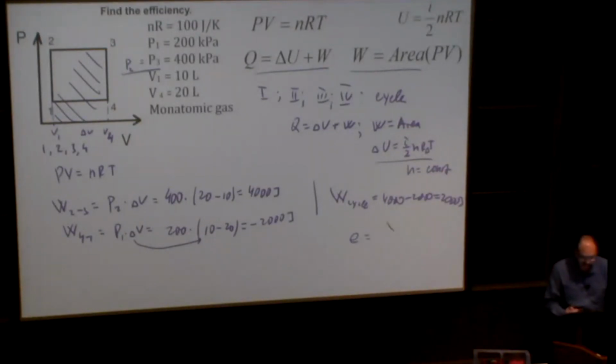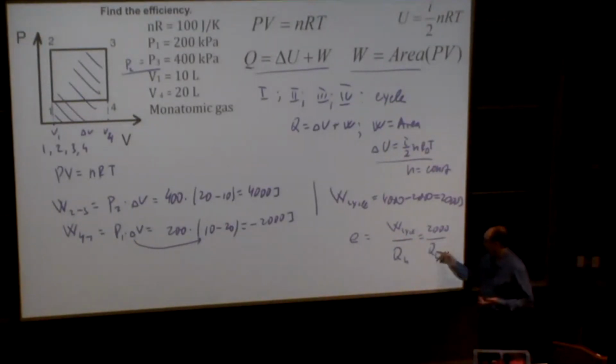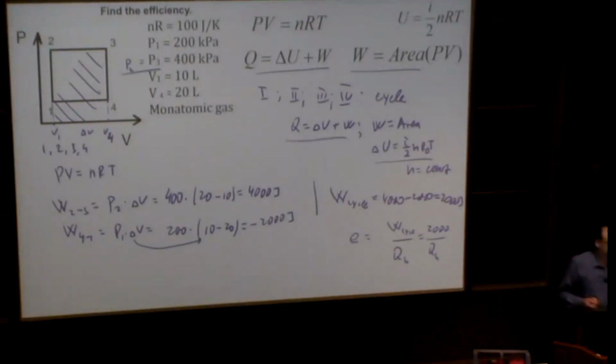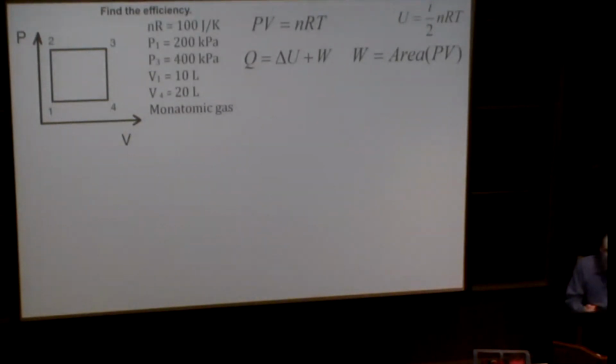Okay, perfect. That's the first part of the efficiency. The efficiency is equal to the work over the cycle divided by the amount of heat absorbed by the system, 2,000 over Q. Now we know what to do next. We need this, we don't know this, we have to find this. It is related to other variables by the first law of thermodynamics, so we have to do that. How many times? As many as we need.